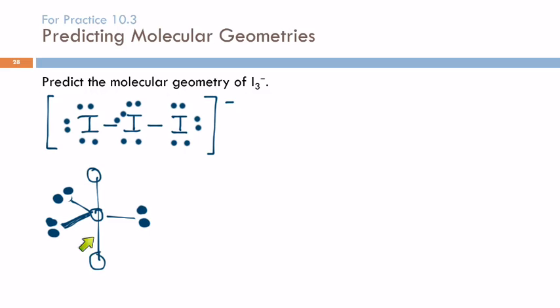What's the shape that the atoms make? It's linear. So this is linear. And it doesn't tell us to say what the angle is, but what would the angle be? 180. Any questions?